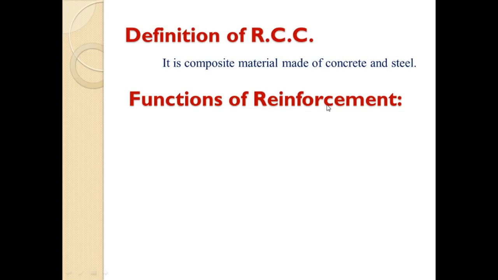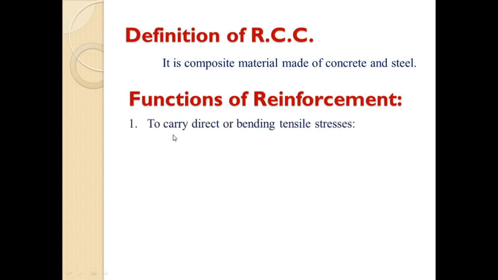So how can we define this RCC? This RCC is a composite material, we can say, made up of concrete and steel. Okay, so it is the composite material made of concrete and steel. This cement concrete possesses high compressive strength but is weak in tension. So this low tensile strength is compensated by the use of steel reinforcement, and thus the concrete is strengthened, or we can say reinforced by steel, and the resultant composite mass we know as reinforced cement concrete, that is RCC.